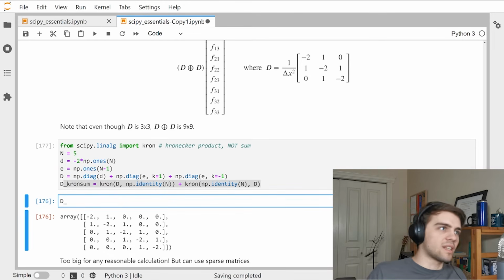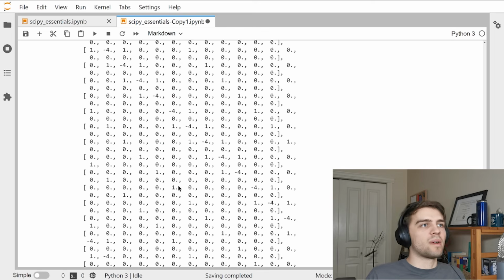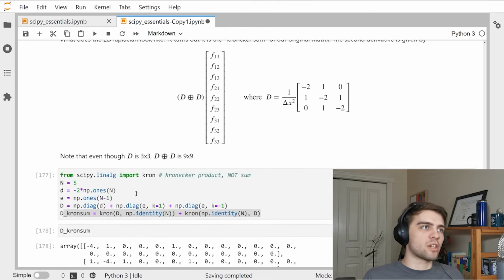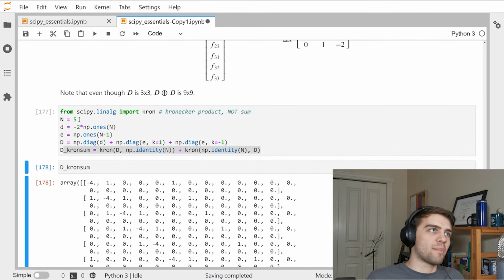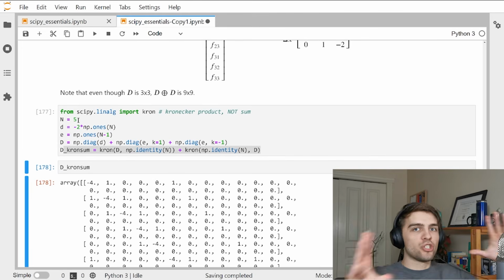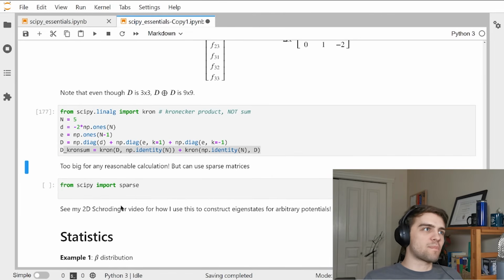And you note that even though D was 5 by 5, the D Kron sum becomes 25 by 25, so it becomes a much, much bigger matrix. Now you can imagine what would happen if n is equal to 100. It's too big, too much information. This is where you need sparse matrices.